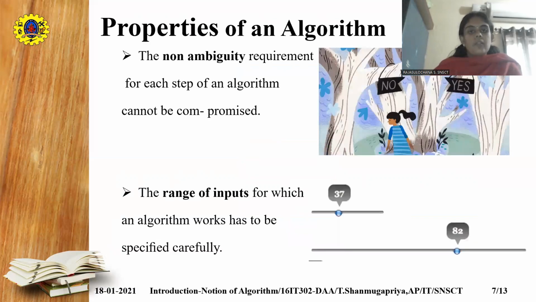So what are the properties of an algorithm? As we have discussed in a slide before, it has to be unambiguous, which means that none of the steps of the algorithm should be compromised. The second property is that the range of input given to the algorithm has to be specified carefully. We cannot simply say that certain input will be given for this algorithm. We have to specify the range. For example, the size of the input is 10 or the size of the input is 20. Like that, we have to specify the exact range of inputs to the algorithm.